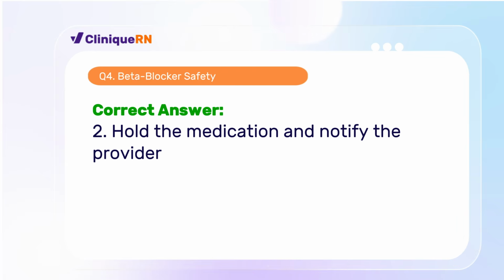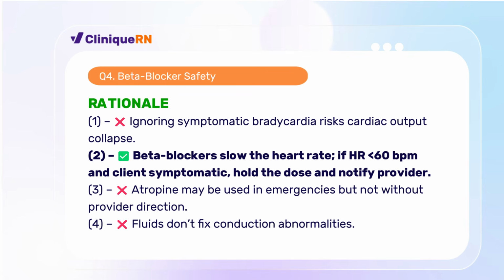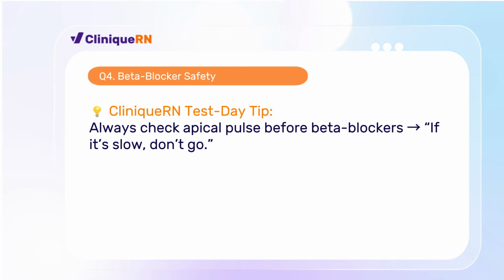The correct answer is 2. Hold the medication and notify the provider. Detailed rationale. 1. Ignoring symptomatic bradycardia risks cardiac output collapse. 2. Beta blockers slow the heart rate. If HR is less than 60 beats per minute and the client is symptomatic, hold the dose and notify the provider. 3. Atropine may be used in emergencies but not without provider direction. 4. Fluids don't fix conduction abnormalities. CliniqueRN Test-Day tip. Always check apical pulse before beta blockers. Mean, if it's slow, don't go.